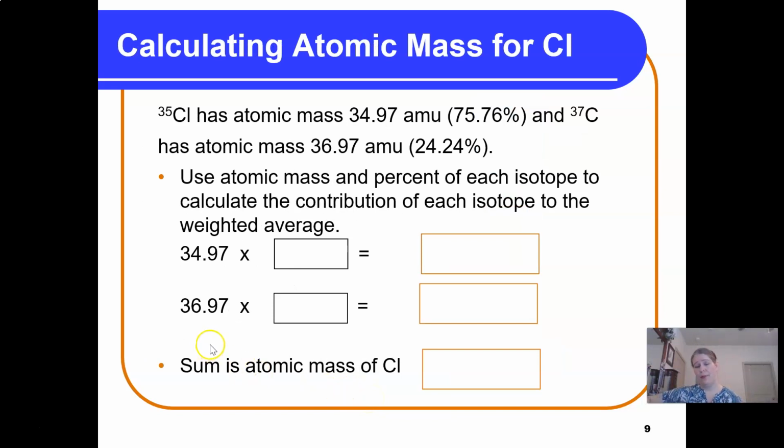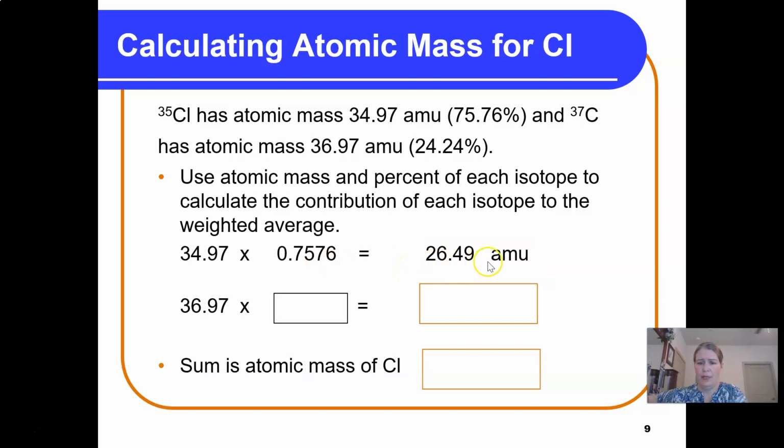So if we were going to do it mathematically, we would use that weighted average formula. I use the atomic mass and the percent of each isotope to calculate the contribution, and then I add those together. So chlorine 35 has a mass of 34.97. I'm going to multiply that by the abundance, not the percent. So I'm going to change that to a decimal, 0.7576. Do the math here, that's about 26.49 atomic mass units.